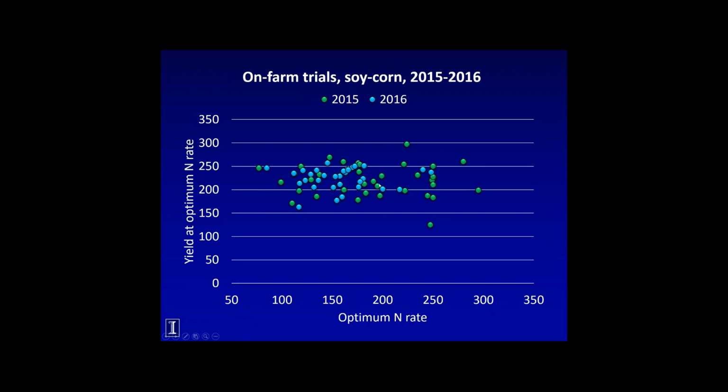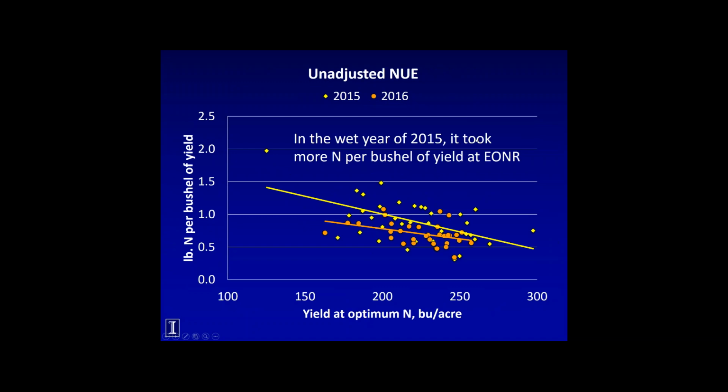You can see these circles over here, and 2016 needed less at very similar yield levels. So when we do the unadjusted NUE with those data that I just showed you, in the wet year of 2015, the yellow diamonds here, you can see that our use efficiency was lower. Remember, high number means lower efficiency, and that's simply because of the wet year. So in the drier and better year of 2016, with really no opportunity for losing nitrogen or ruining the root system, we had higher efficiency of use on the unadjusted basis.